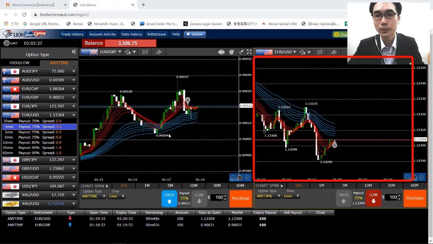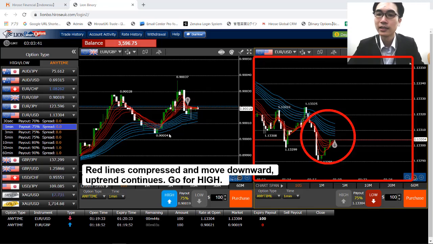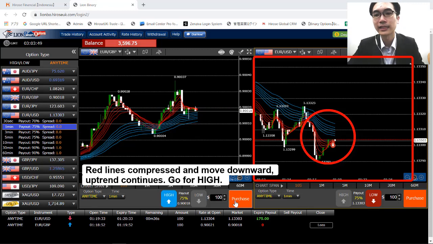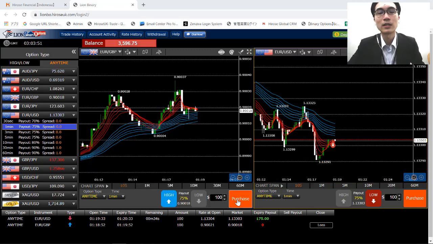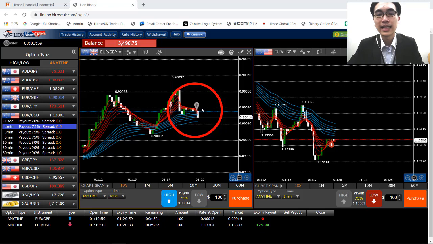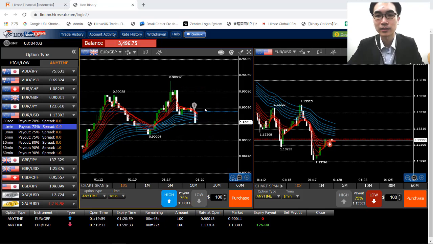As well on the right-hand side, the chart there is a downtrend, and then the red line compressed and moved towards the blue line, and I opened a low position there. The one on the left just now ended in loss, but the red lines are still compressing, and that's why I opened a high position again, just to try to make up my loss previously.